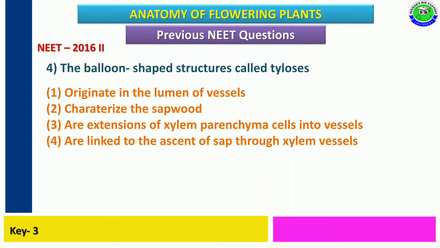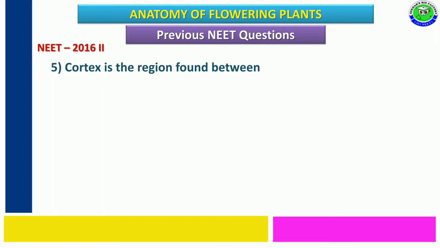Tyloses are the structures developed from xylem parenchyma into xylem vessels. They can form a balloon-shaped structure. It is called tyloses.